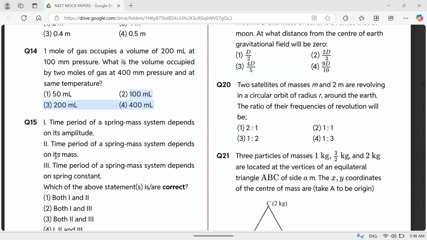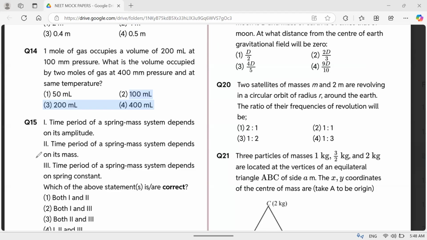Frequency of revolution depends on what, beta? The radius of orbit, but not on the mass of the satellite. Both the satellites have the same radius, so their frequency will also be the same. Masses are different, but frequency depends on the radius and is independent of the masses. Try to remember it. For both of them the radius is the same, so the frequency will also be the same. So 1:1 must be the answer for this.